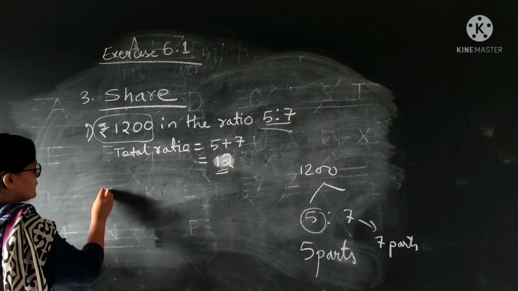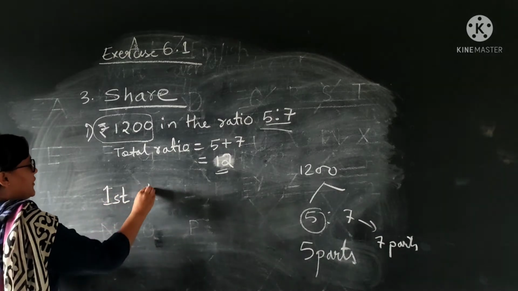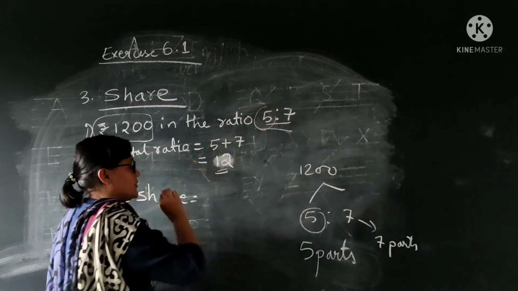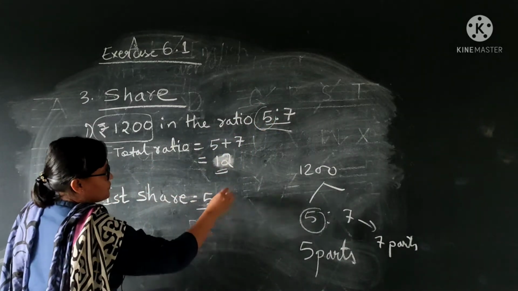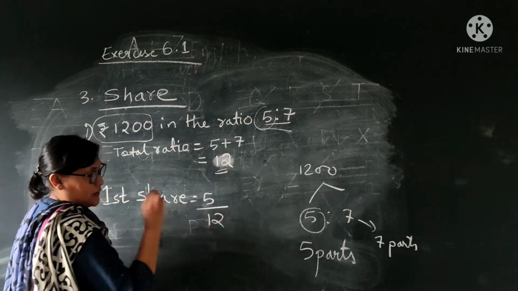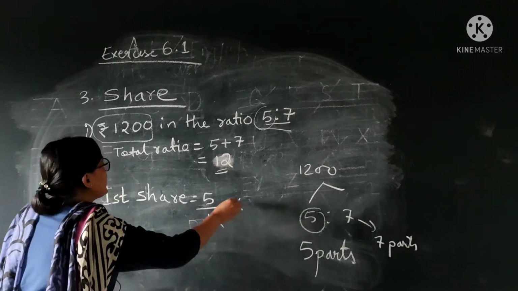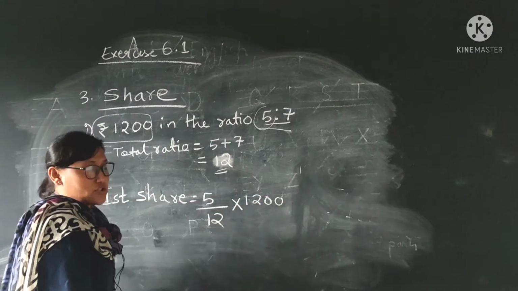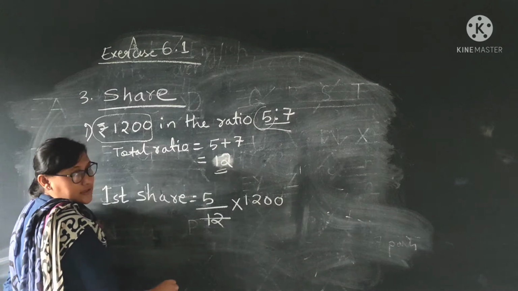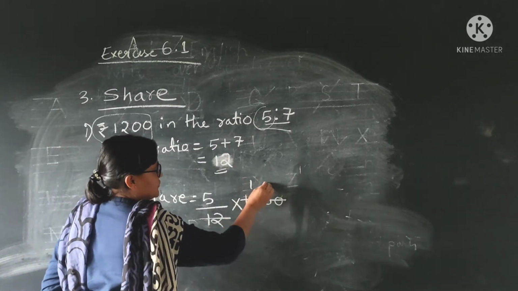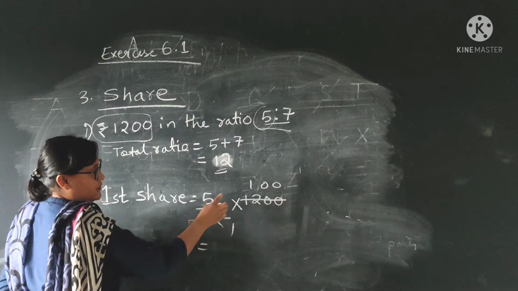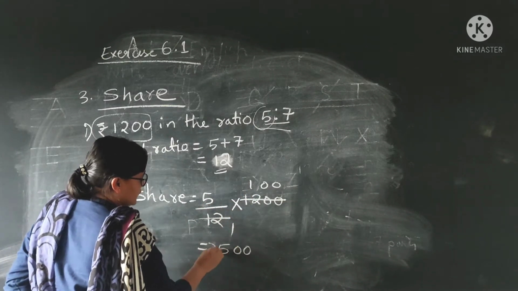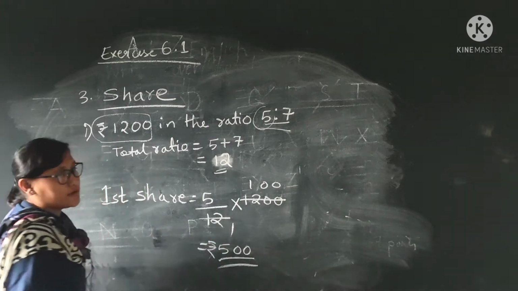How? First of all, let us write the first share. What is the first share here? 5 parts, out of how many parts? 12, the total ratio, multiplied by the given total value. If you cancel it, you can do this directly: 12 ones are 12, 12 into 100. The remaining is 5 and 100, so if you multiply 5 into 100, you will get 500. So the first share is going to be rupees 500.